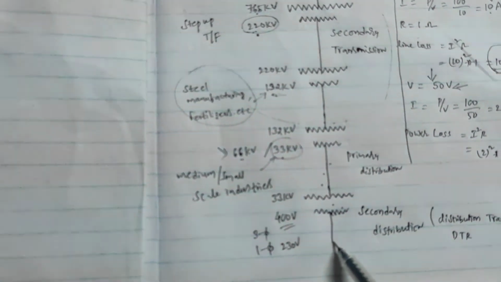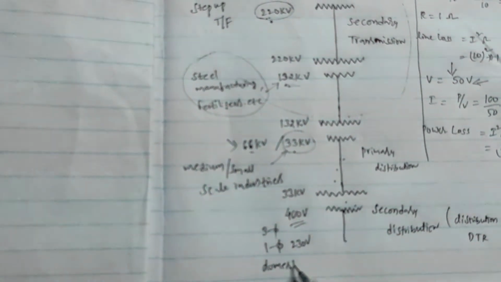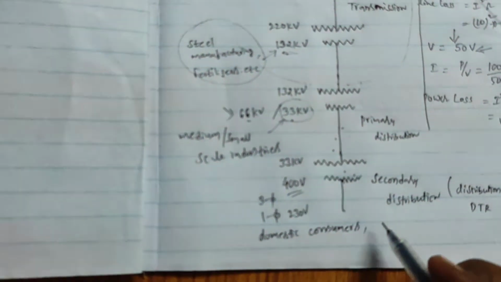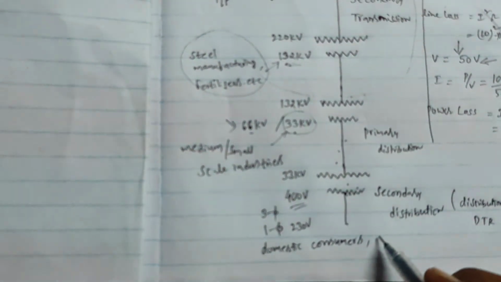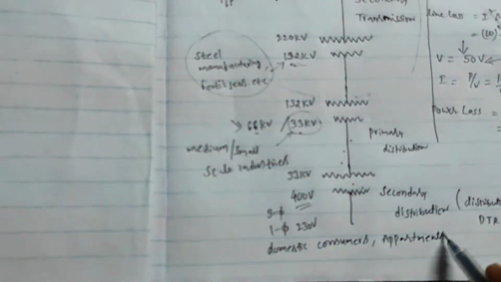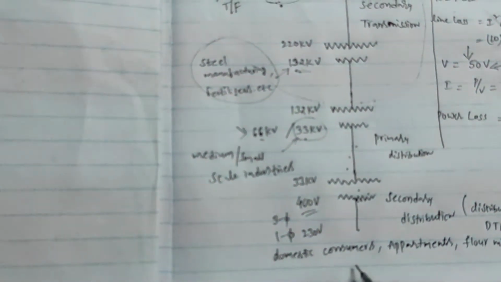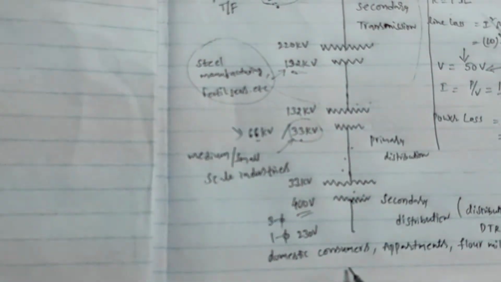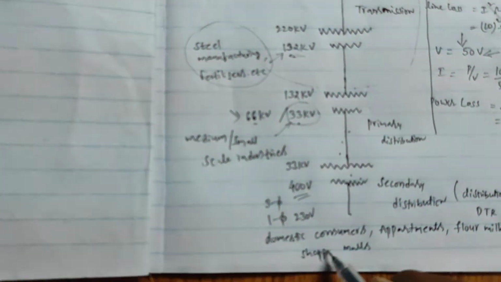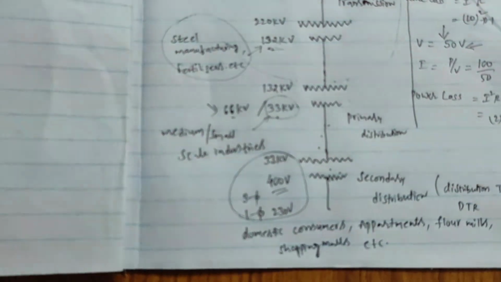And from this point onwards, all domestic consumers will be connected: apartments, flour mills, shopping malls, etc. All the loads will be connected at this section, the secondary distribution section.